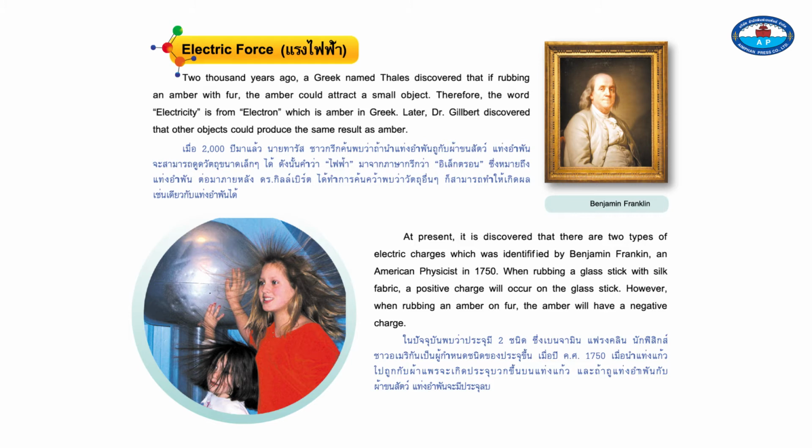At present, it is discovered that there are 2 types of electric charges, which were identified in 1750 by Benjamin Franklin, an American physicist. When rubbing a glass stick with silk fabric, a positive charge will occur on the glass stick. However, when rubbing an amber on fur, the amber will have a negative charge.